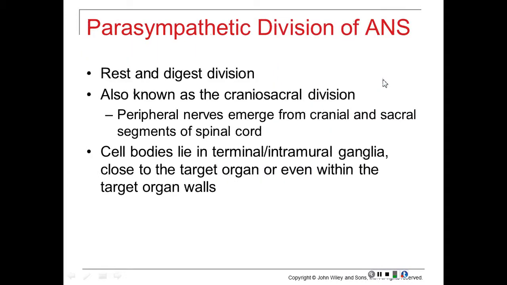The parasympathetic division is the rest and digest. This is also called the craniosacral because these peripheral nerves come from our cranial nerves as well as sacral segments of the spinal cord. The cell bodies lie in special ganglia which are close to the target organ, so that they're not within chains next to the spinal cord or within the adrenal glands. They're literally next to whatever organ they innervate, so they're all over the body.